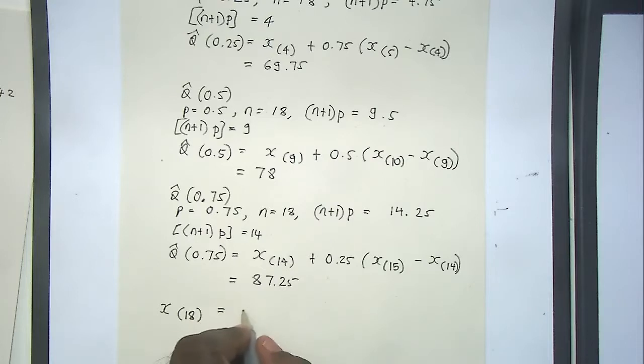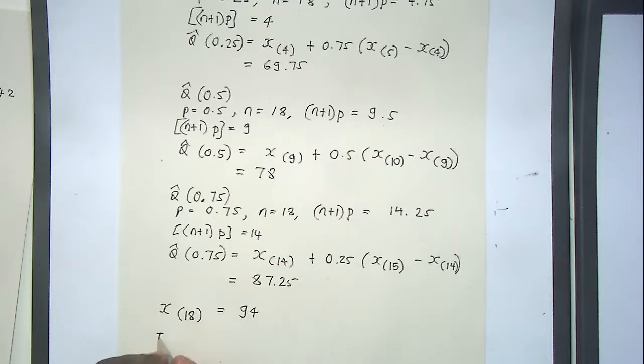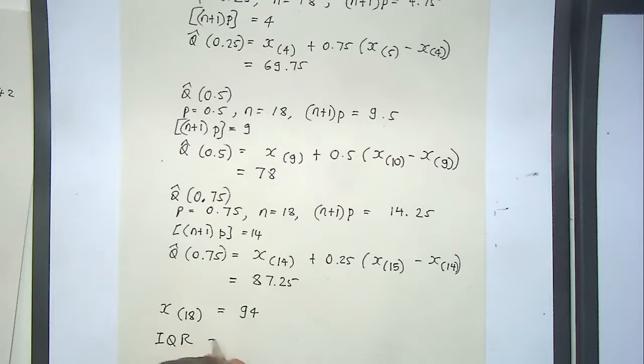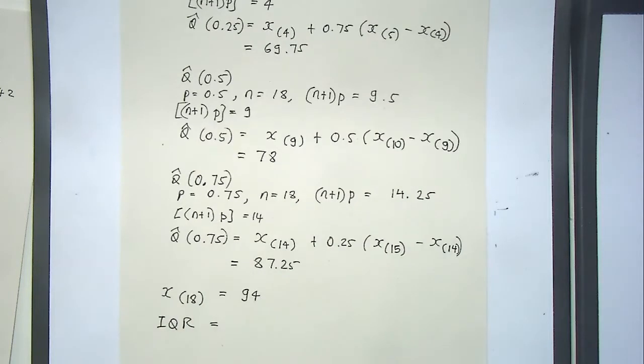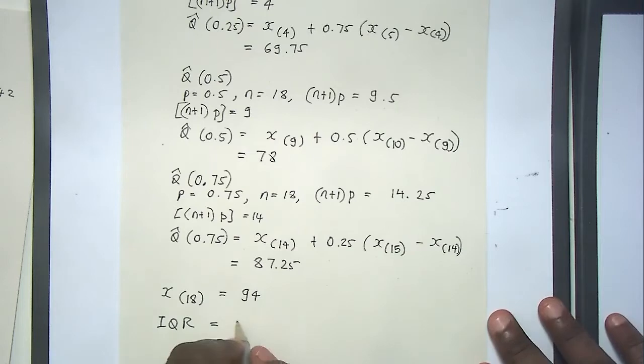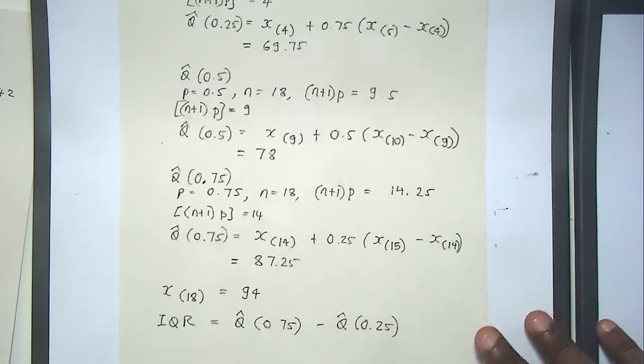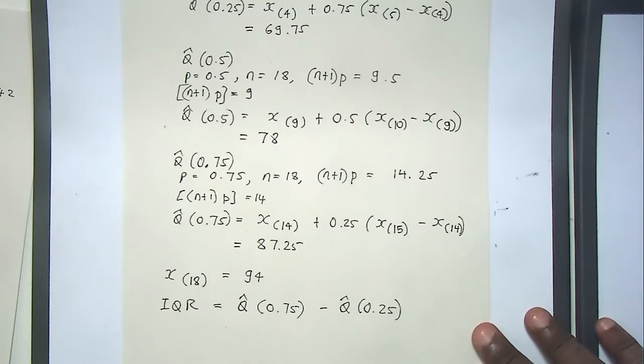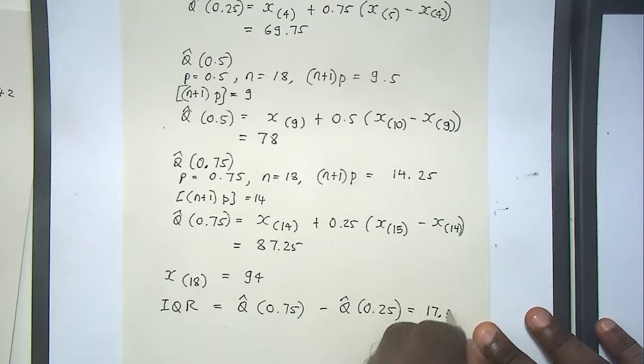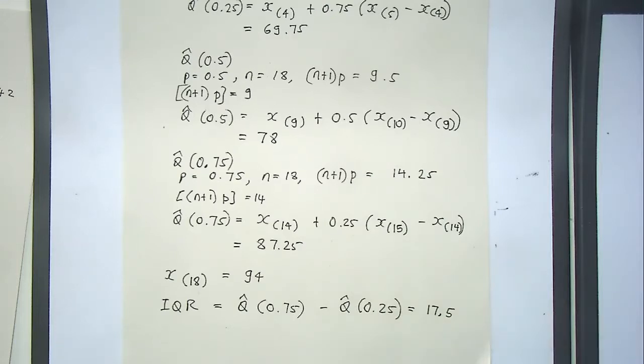You are also asked to work out the IQR. Do you remember what IQR is? How do you compute it? It's the difference between the third quartile and the first quartile. If you take the difference between these two, you will get the answer 17.5. So this is your IQR.